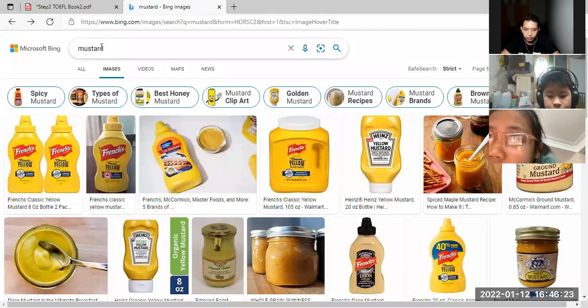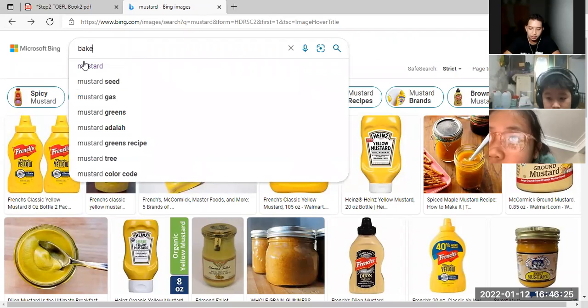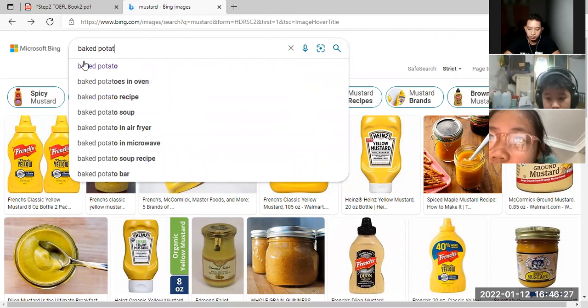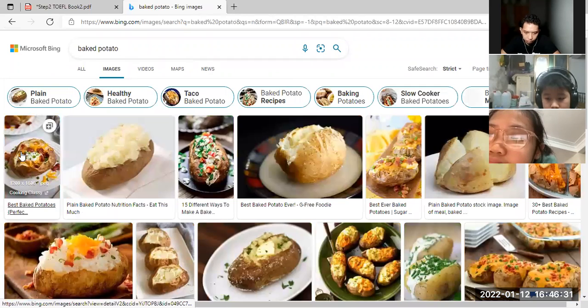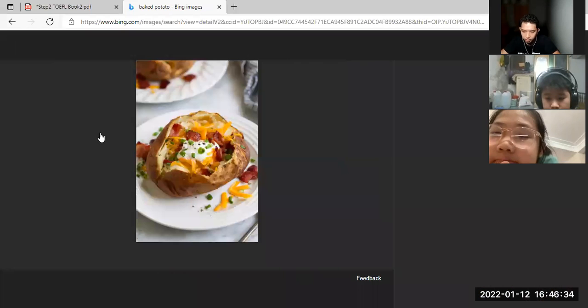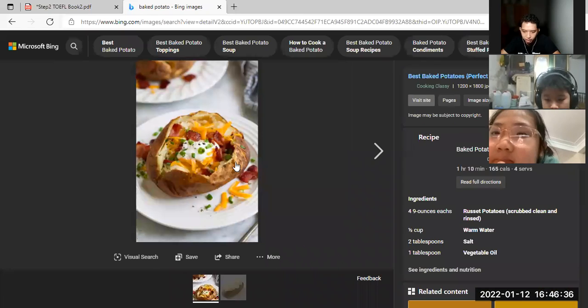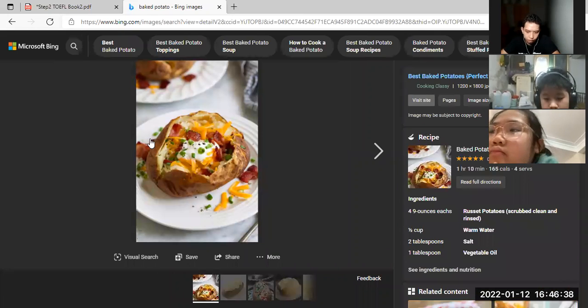Yes. Okay, so baked potato is this one. So this is baked potato. This is a potato, and we put it in the oven and we put some cheese or mayonnaise.